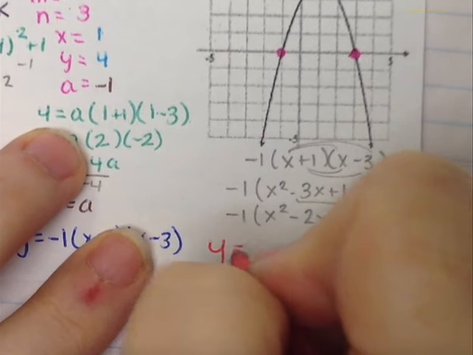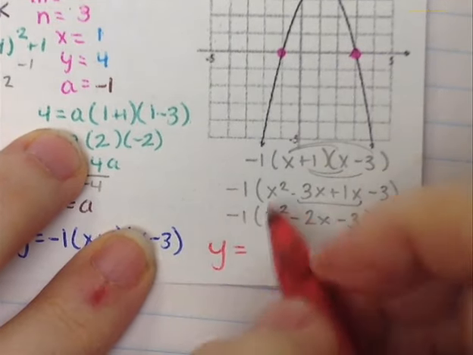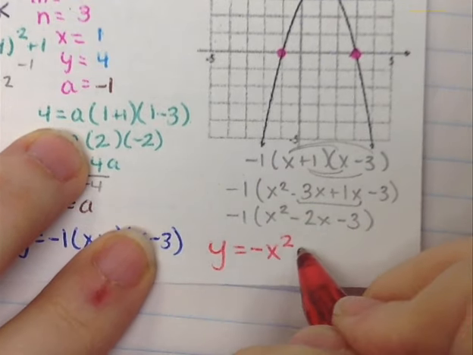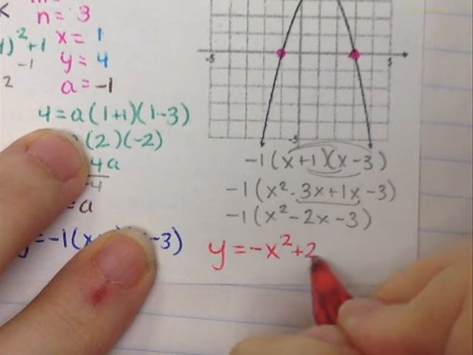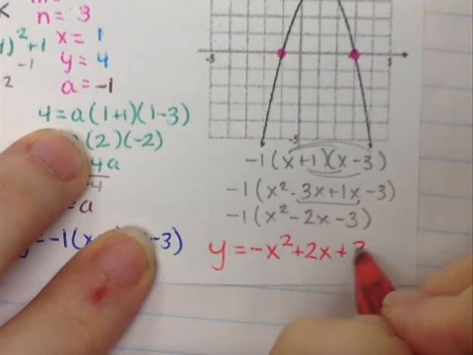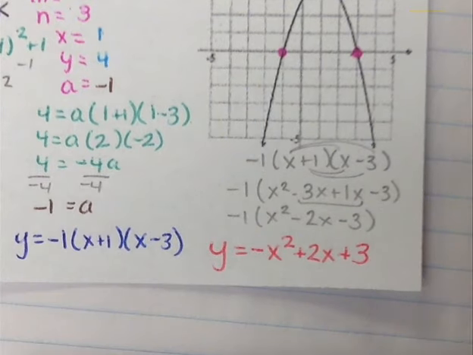So y will equal negative 1 times x squared is negative x squared. Negative 1 times negative 2x is positive 2x. And negative 1 times negative 3 is a positive 3. This is now in standard form.